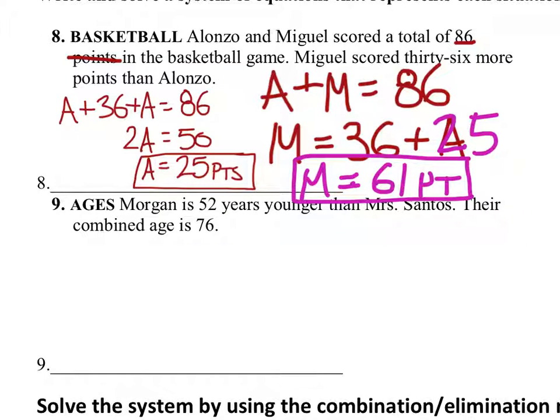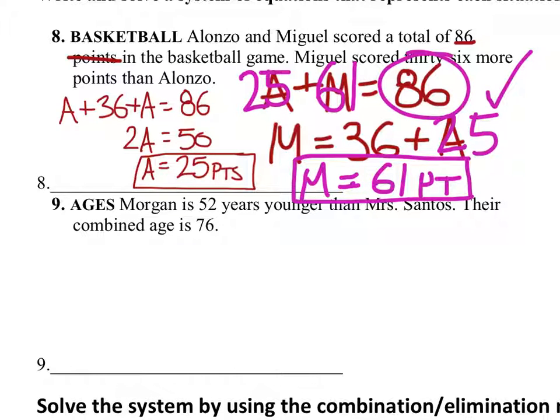If you can score 61 points in a basketball game, you're doing pretty good. I think I did a replacement, I just skipped a step. Okay, that's fine. All right, now notice, we should check this. So notice in this top equation, Alonzo should score 25 plus the 61 that Miguel scored. Does that equal 86? Yes, it does. Checked.